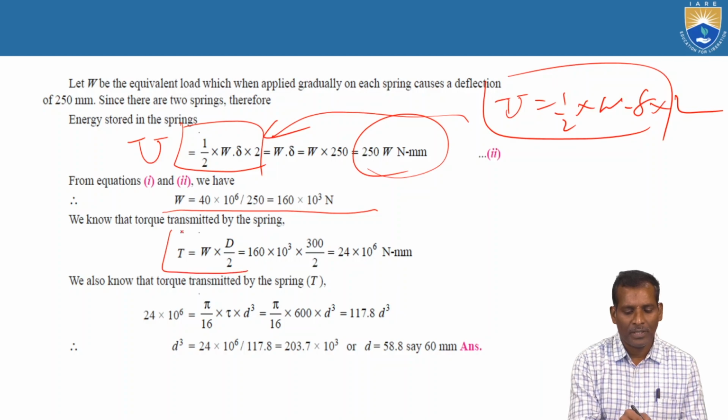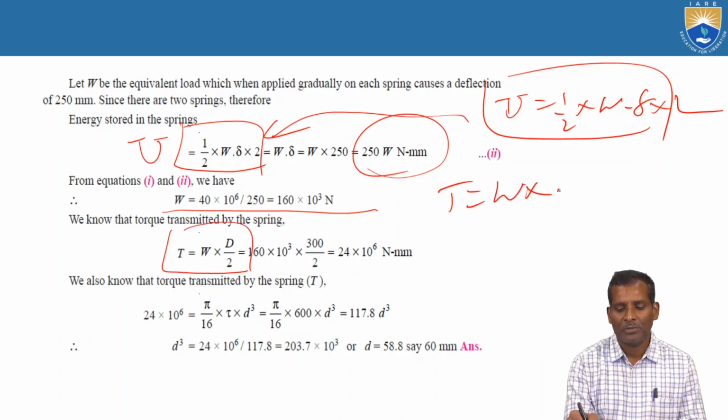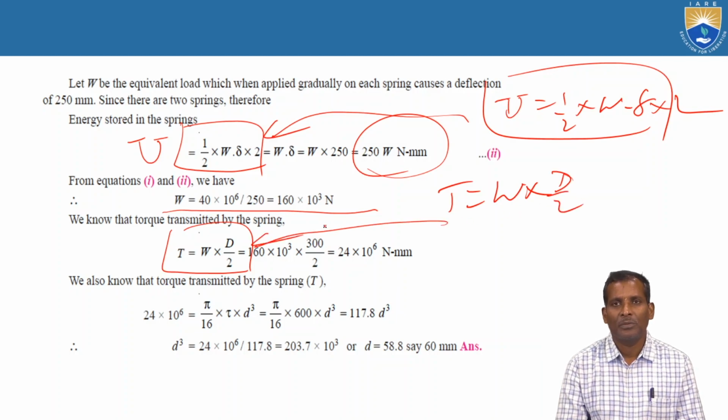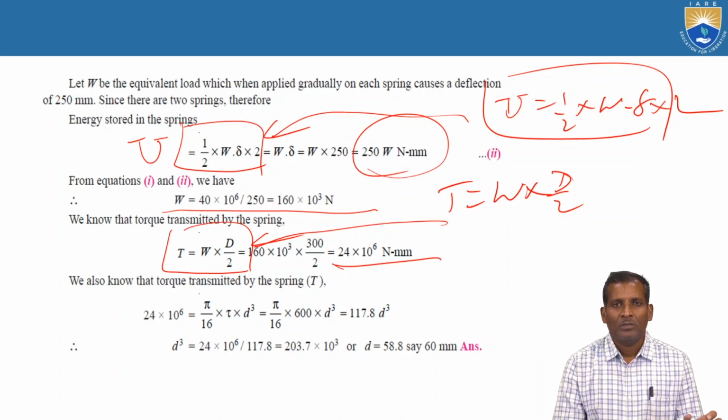So here, the torque transmitted by the spring. The torque transmitted by the spring, T, is equal to W into the radius, that is D by 2. So here W is calculated, the equivalent load applied on each spring, W multiplied with the radius, that distance, that is D by 2. Here the mean coil diameter is 300 mm, divided by 2, you will get 24 into 10 to the power of 6 Newton mm. So you know the torque transmitted by the spring.